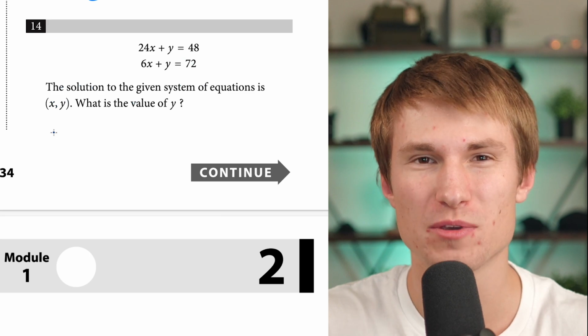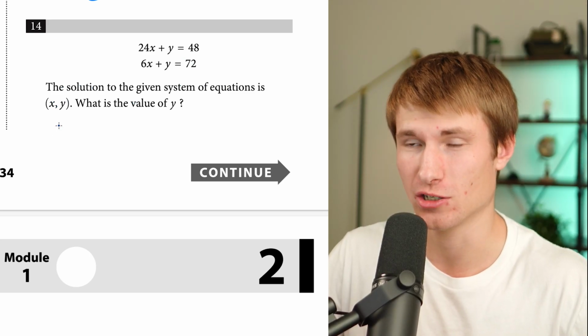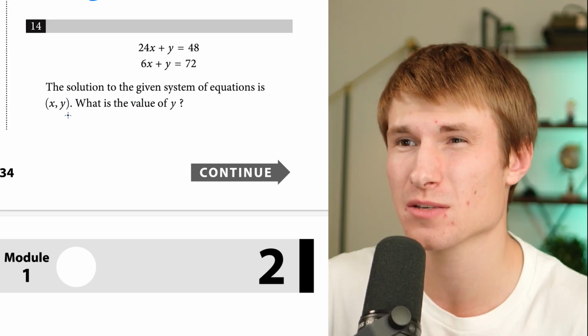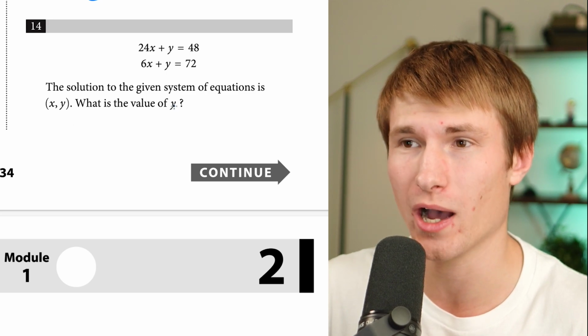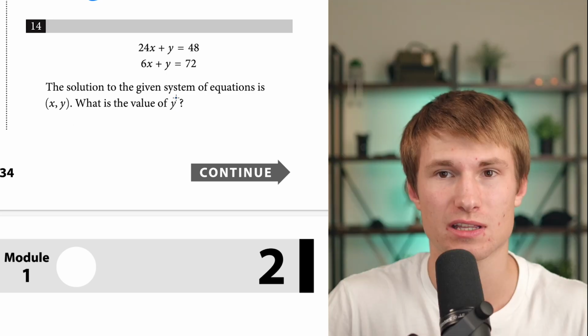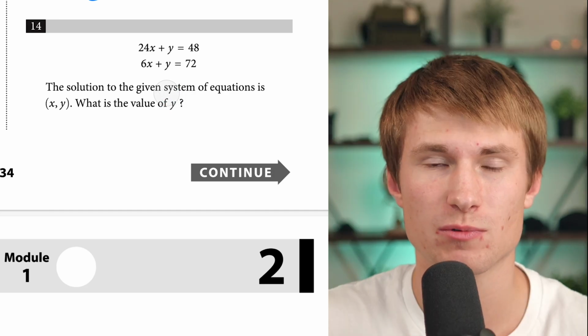Here's a trick to help you be way more efficient on the SAT math section. Question 14 states the solution to the given system of equations is x, y. What is the value of y? The key thing to pay attention to on questions like this is what you're asked to answer with. In this case, it's the value of y, which means there's a chance we don't have to calculate the value of x.